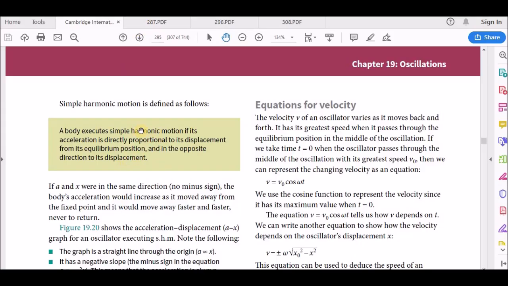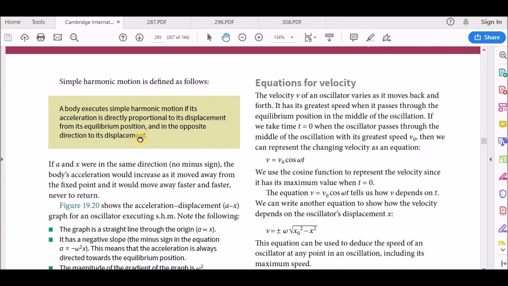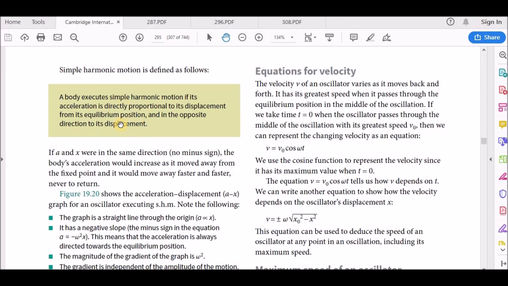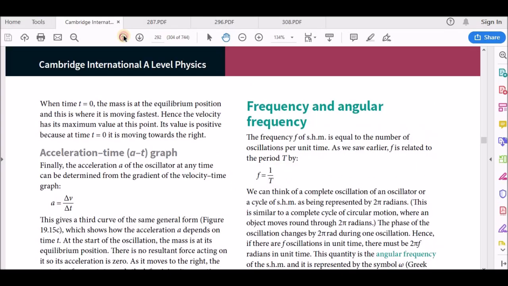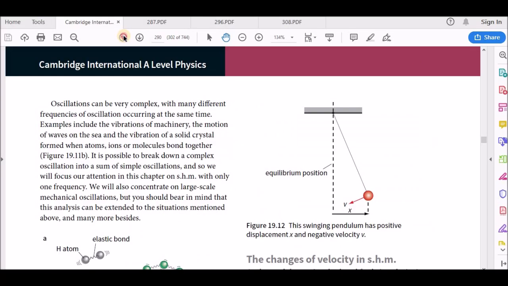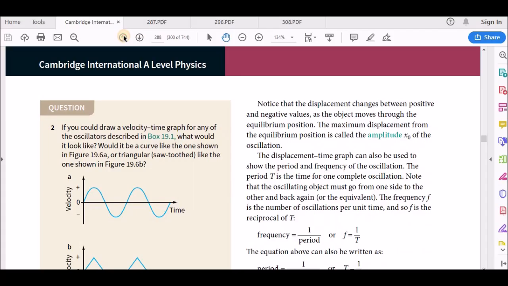You have to write this whole thing in order to get the full marks for the definition. If you miss even one thing, like the word opposite or directly proportional, then you wouldn't get the marks. That's why we ask you to memorize the definitions with understanding, and whatever is in the green boxes in this book is extremely important. Then we'll continue.